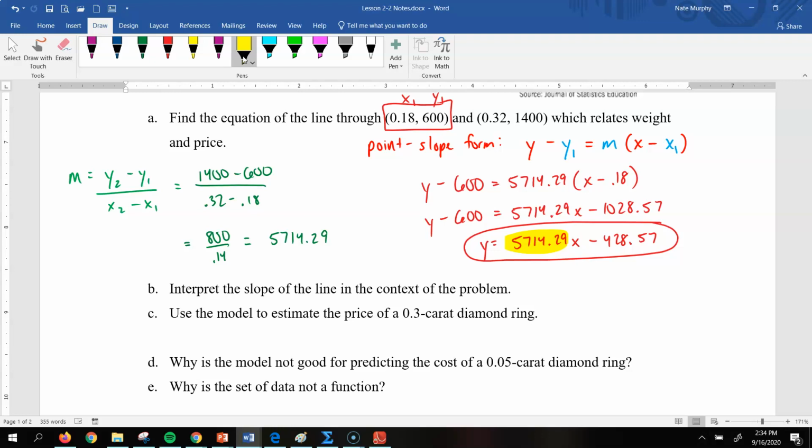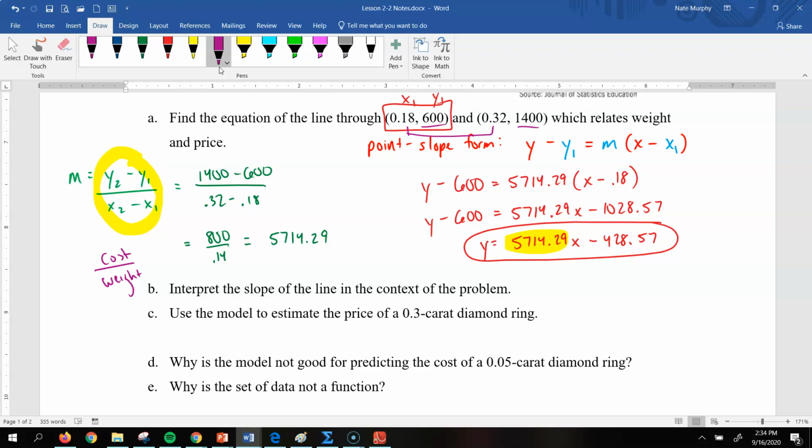So if you're ever not sure, well, how do I figure that out? Well, remember, our slope is our change in y over our change in x. Our y values, the $1,400 and the $600, that was the cost. And the x's were the 0.18 and the 0.32, that was the weight of the diamond, carat weight of the diamond. So you can think of it as a cost per weight. So that $5,714.29 represents the cost per carat weight, is another way to reference it.